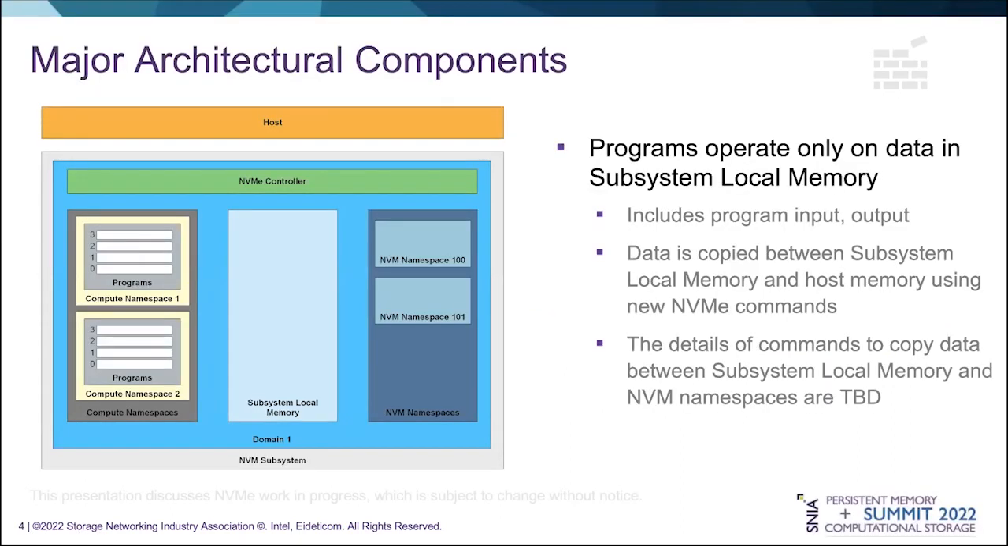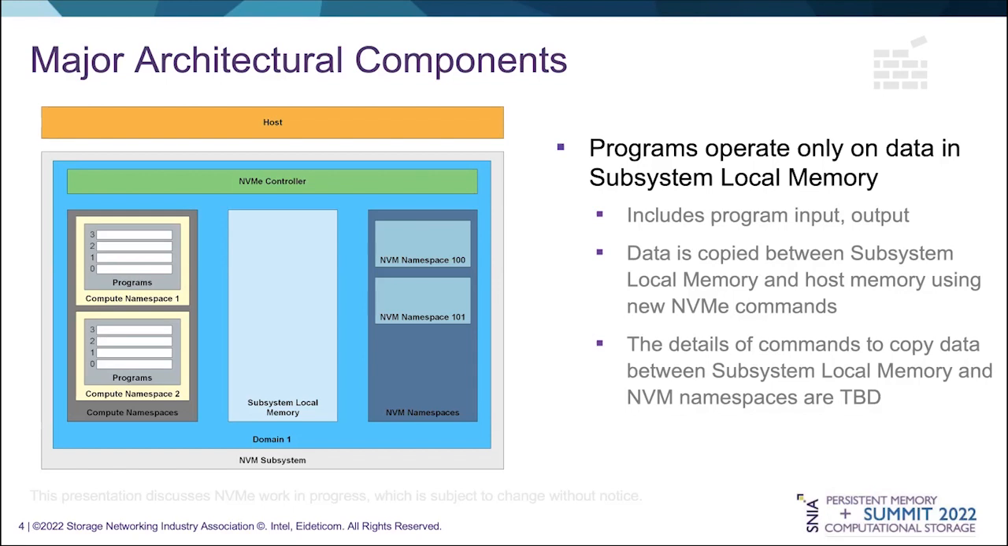So first, let's talk about the general architecture and the major architectural components. As you can see in this diagram, there's two different kinds of namespaces. On the left, you can see the gray box that has compute namespaces, and those are new with this technical proposal. I'll talk more about those in a minute. In the middle, we have subsystem local memory, and then on the right-hand side, we have NVM namespaces, and those are the NVM namespaces you know and love already.